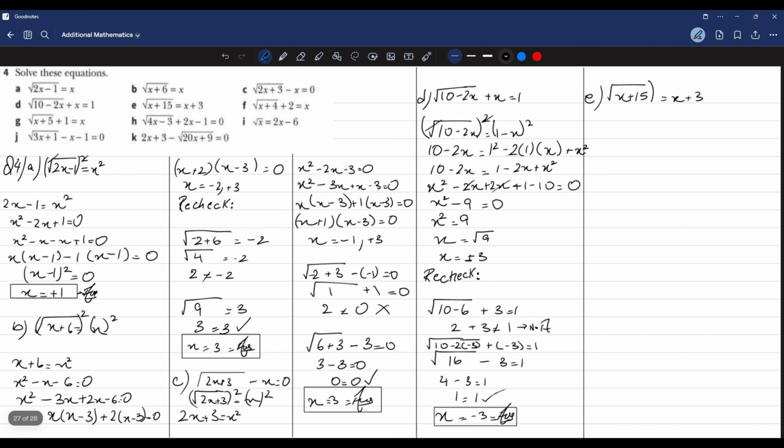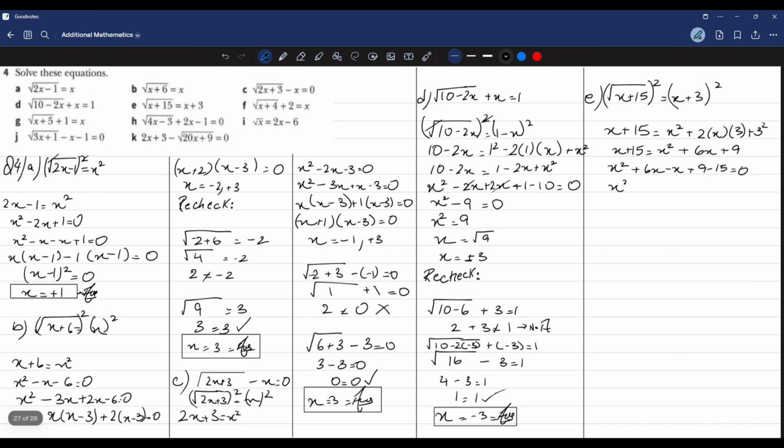And again, simplify this by squaring on both sides: x plus 3 whole squared and under root x plus 15 whole squared. So we've got x plus 15 is equal to x plus 3 whole squared, which is a squared plus 2 multiplied by a multiplied by b plus b squared. x plus 15 is equal to x squared plus 6x plus 9. x squared plus 6x minus x plus 9 minus 15 is equal to 0.